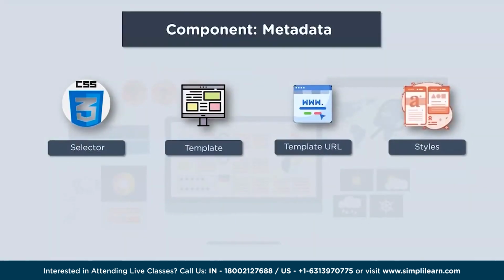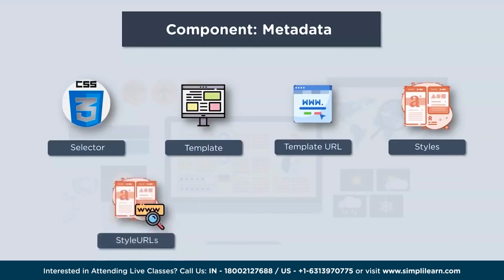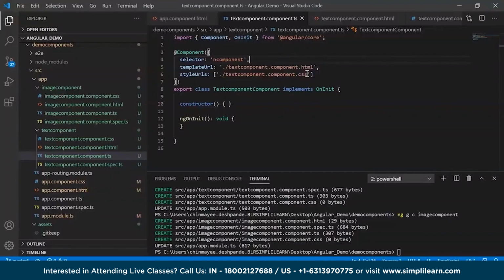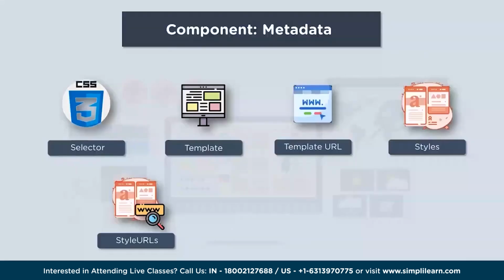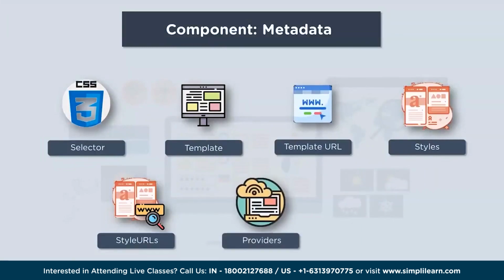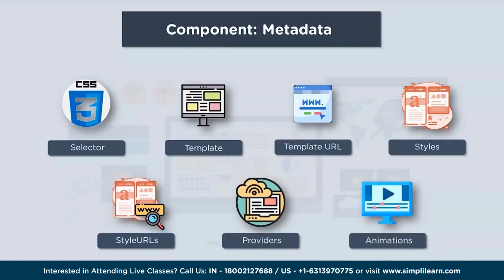Next up, you have styles. Now, these are also inline defined styles that can be applied to the component's view. So any code that you provide in the .css file can also be included here. Next, you have the style URLs. Now, this is a list of URLs to your style sheets that are applied on your component's view. Next up, you have providers. Now, this is again an array where certain services can be registered for your component. Lastly, we have animations. As the name suggests, these are animations that can be listed for your components.